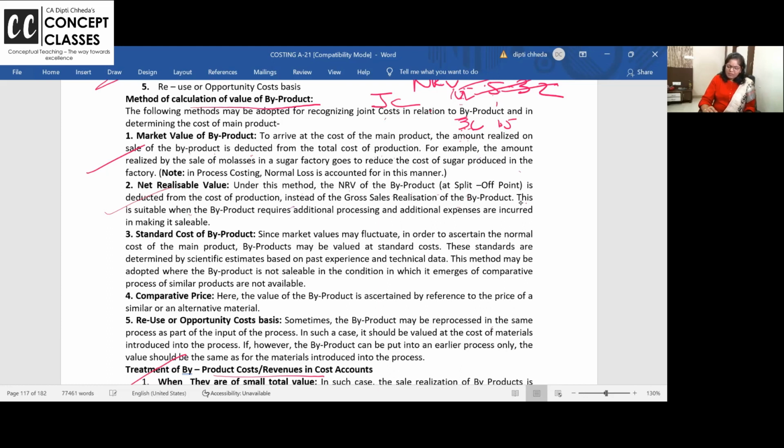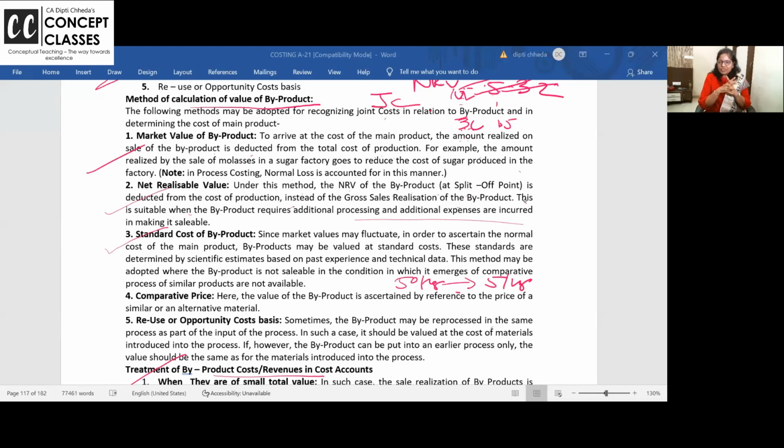And this is suitable when the byproduct requires additional further processing and all. So whatever is the market value of the byproduct at the split off you can take. Or you can put a standard cost to the byproduct. Standard cost is the benchmark in the main product's cost. If you are putting peanuts at 50 per kg, the fodder what you get will be 5 kg. It remains 10% only. So now we have some standard benchmarks. Okay. So that we will consider.